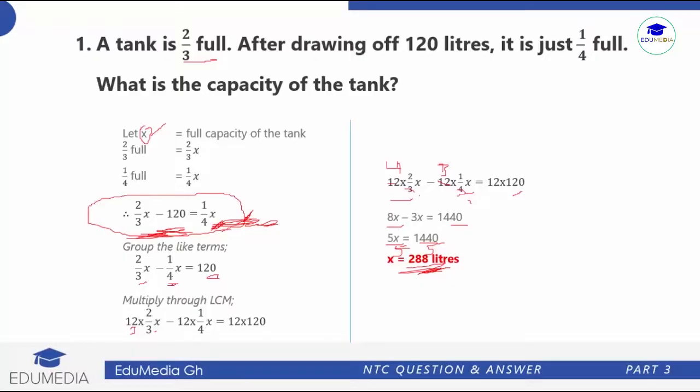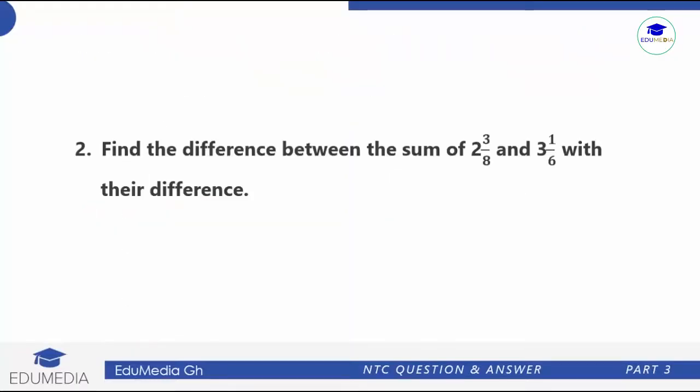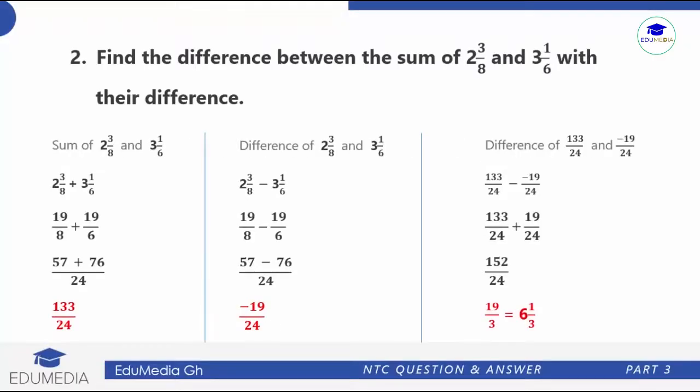So our x is 288 liters. All right, so the next question said find the difference between the sum of 2 whole number 3/8 and 3 whole number 1/6 with their difference. All right, so this is what we have here.